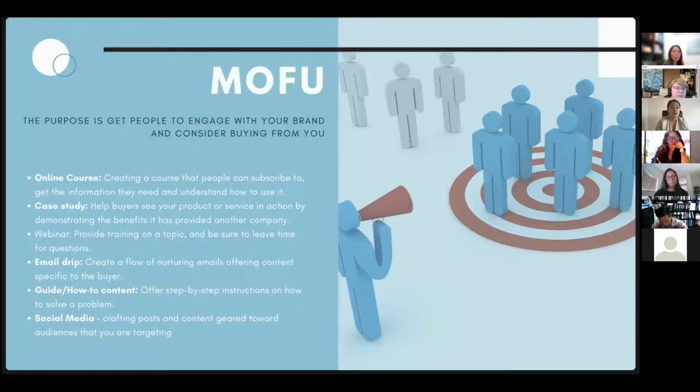Next, you could do a webinar, provide training on a topic, and be sure to leave time for questions. Next, you could create an automated email drip. So create a flow of nurturing emails that offers content specific to the buyer. You could also create a guide or how-to content. Offer step-by-step instructions on how to solve the problem that they're being faced with. And lastly, again, social media. You can craft posts and content geared toward audiences that you are targeting.